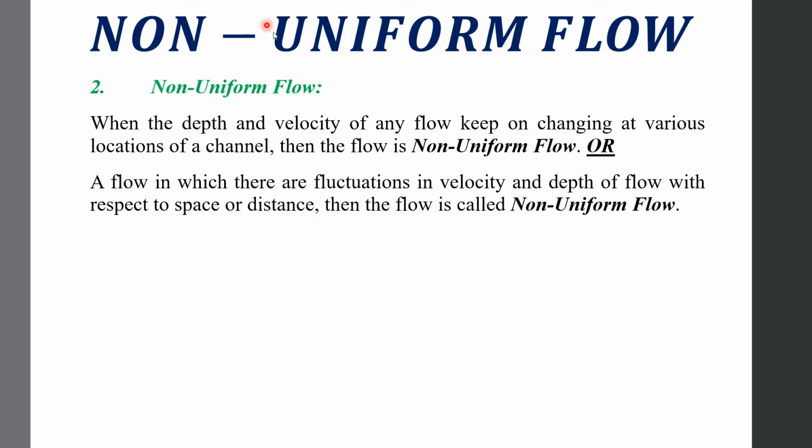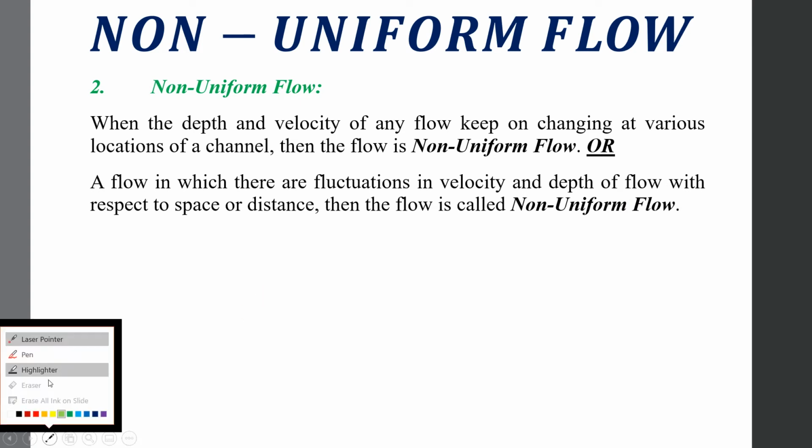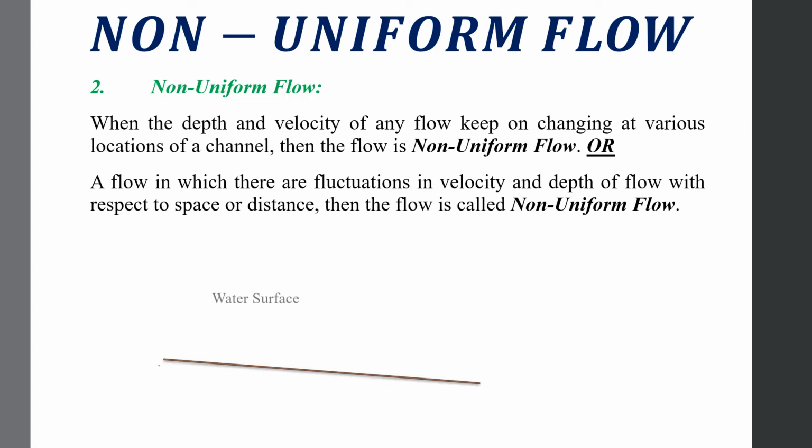In uniform flow, there were no fluctuations observed. But if you observe any changes in velocity and depth at various distances in a channel, then the flow will be known as non-uniform flow. This may also be depicted by a figure. Suppose this line represents the channel bed. This is the channel bed, this is the water surface. Suppose we have a vertical section here as section 1. The depth of water at this section is y1, say 1 meter.